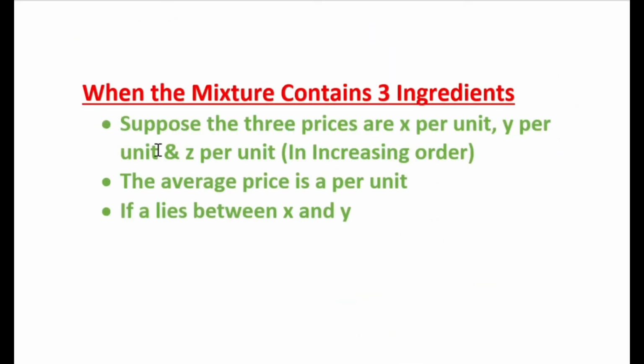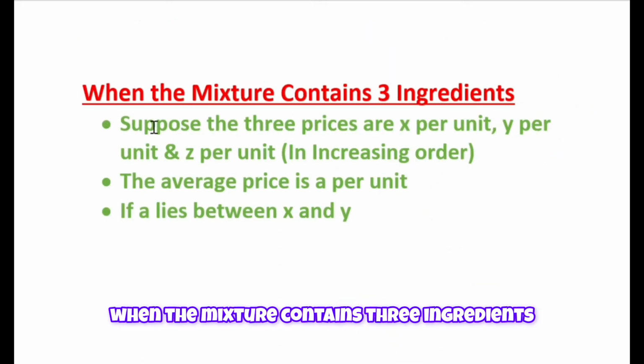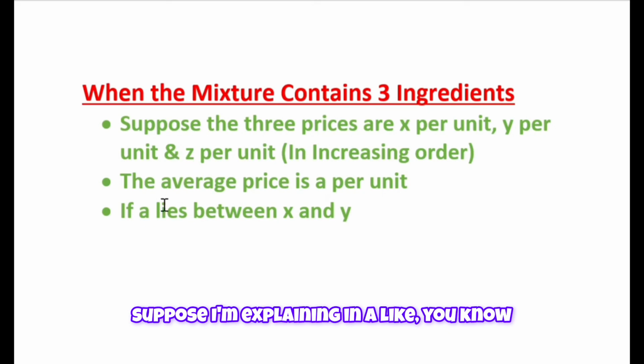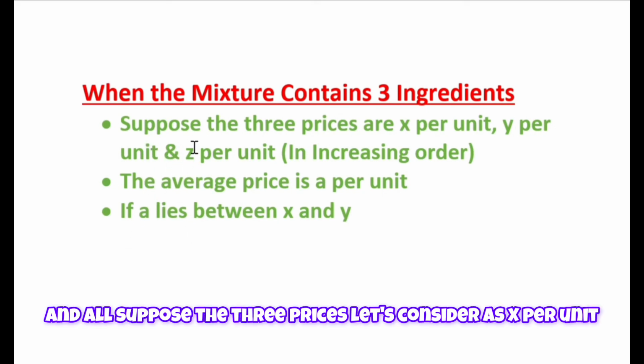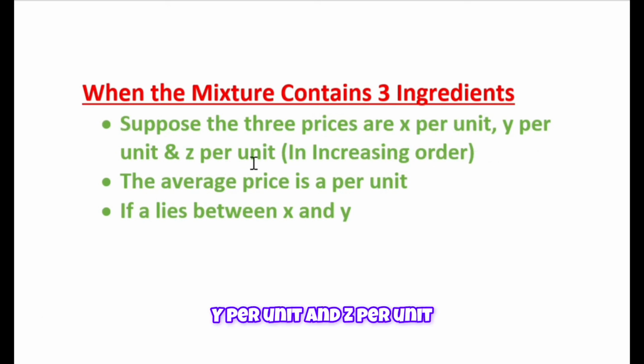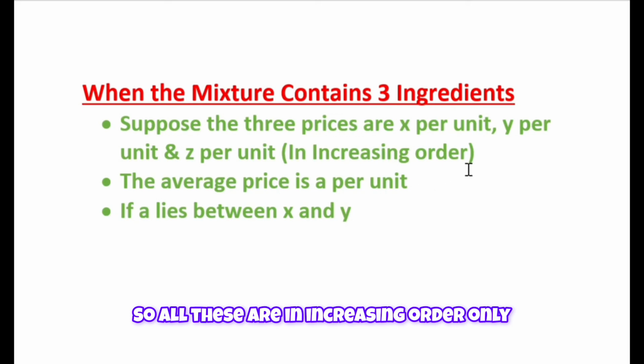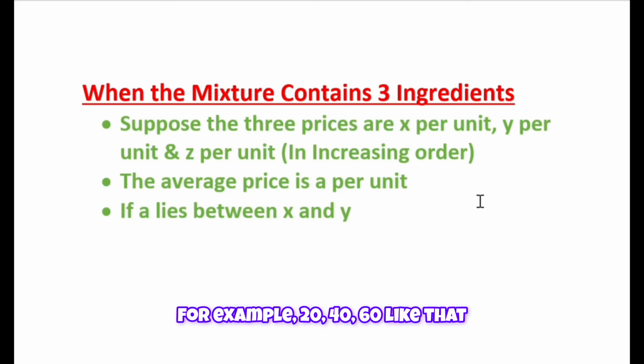So when the mixture contains three ingredients, suppose I'm explaining in a theory way, so that it will be very easy for you to remember. Suppose the three prices are x per unit, y per unit and z per unit. All these are in increasing order only, for example, 20, 40, 60, like that.